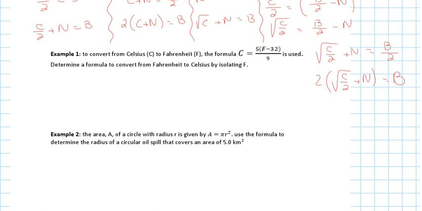Determine the formula to convert from Fahrenheit to Celsius by isolating for F. So you're isolating for F. What do you want to do first? Multiply by 9, yeah. So that will be 9C. Divide by 5? Yeah, because you want to get rid of that bracket. Then? So add 32.